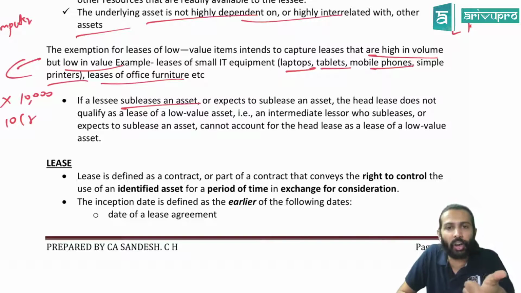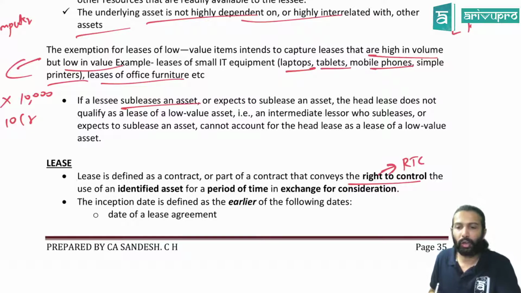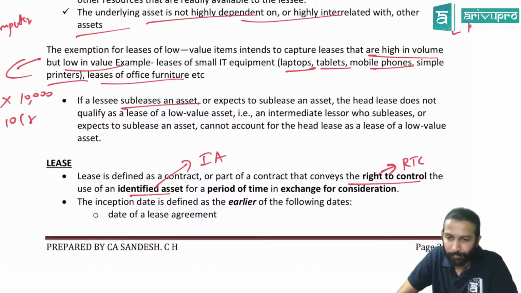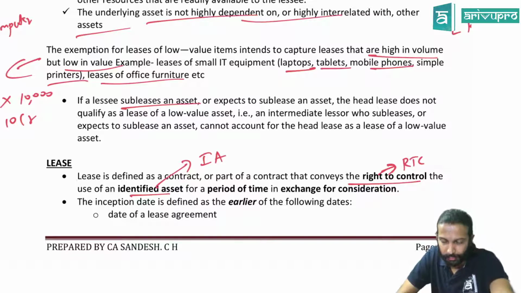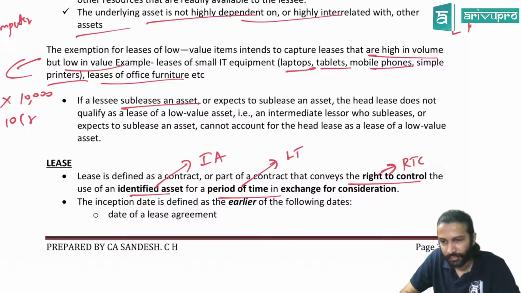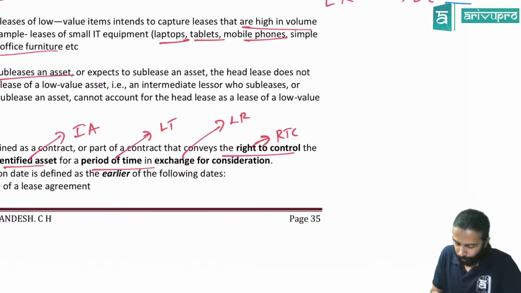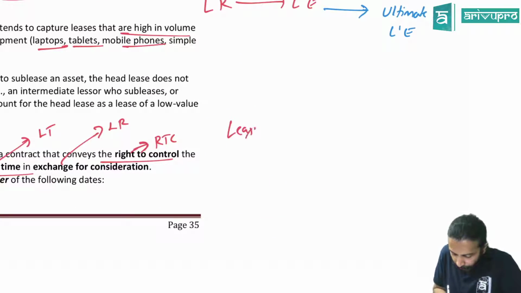Lease is a contract or a part of the contract which conveys the right to control, which we call RTC, the use of an identifiable or identified asset, which we will call IA, for a certain duration. That period of time we call LT, lease term. In return, the lessee has to pay some consideration to the lessor, which we call lease rental. That means, simply put, lease is a contract or a part of a contract.